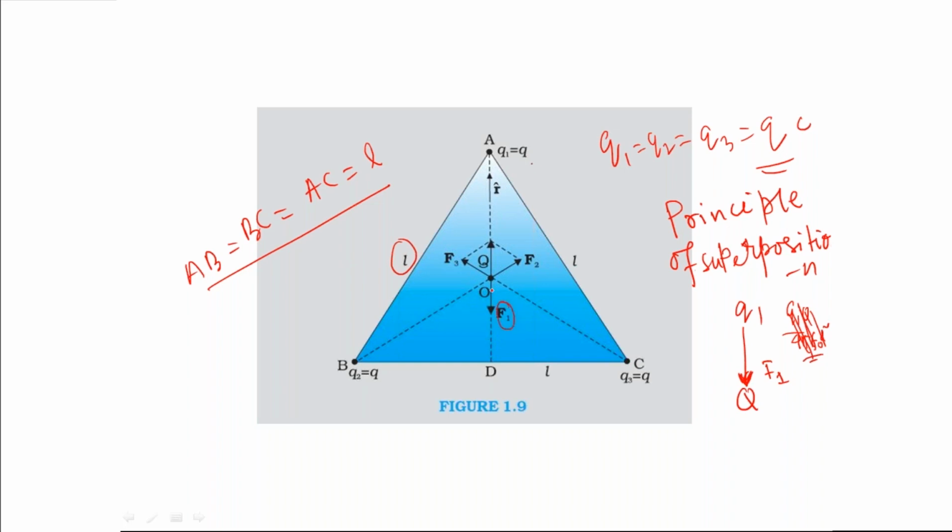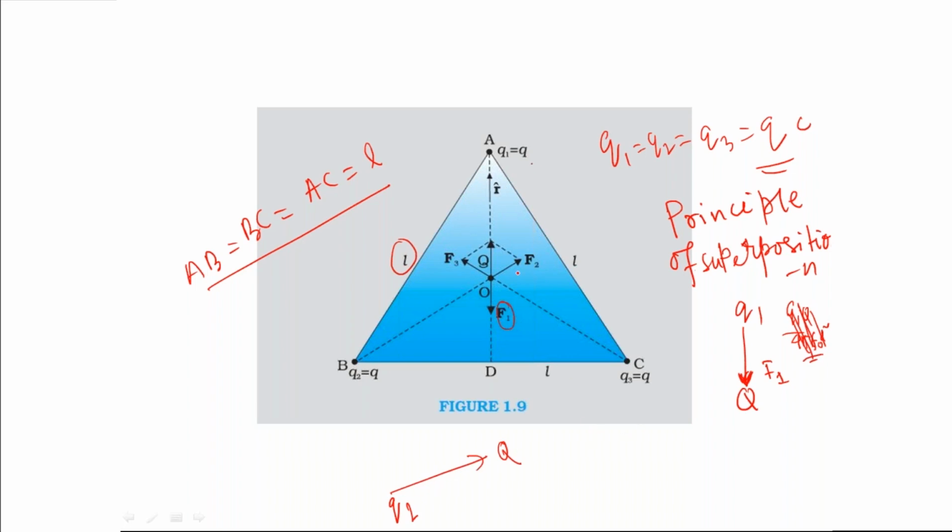Sorry, F1, the force on Q due to Q1. This is shown over here. This is F1 due to Q1. It is a repulsive force, that's why it is downward. Okay. Now the force on Q due to my Q2 charge.